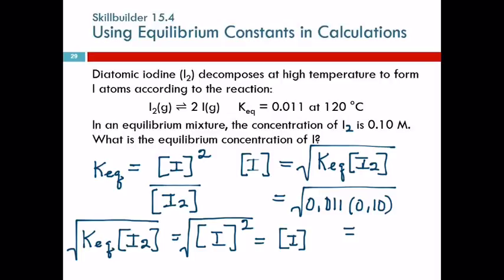Two sig figs, so this comes out to 0.033. And the unit is going to be capital M, because in these sorts of problems, the unit is always capital M for concentrations. Any questions?